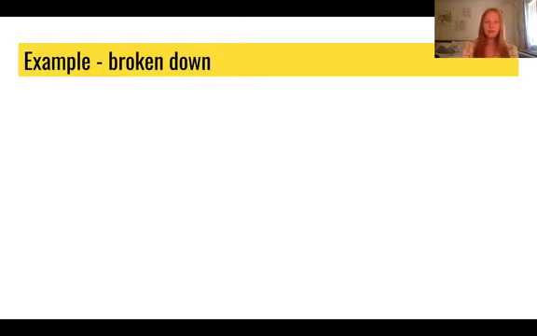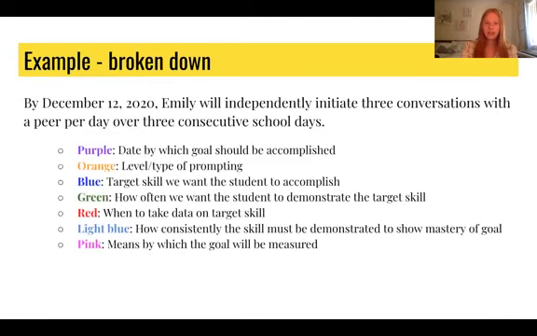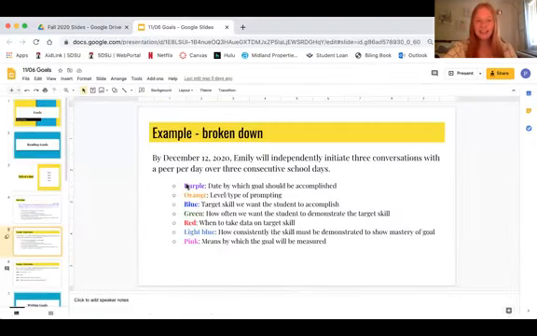So an example broken down, I wrote this really short goal just because I want you guys to be able to see the parts instead of all the wordiness of a real goal. So I'm just going to go through now and highlight this as needed.